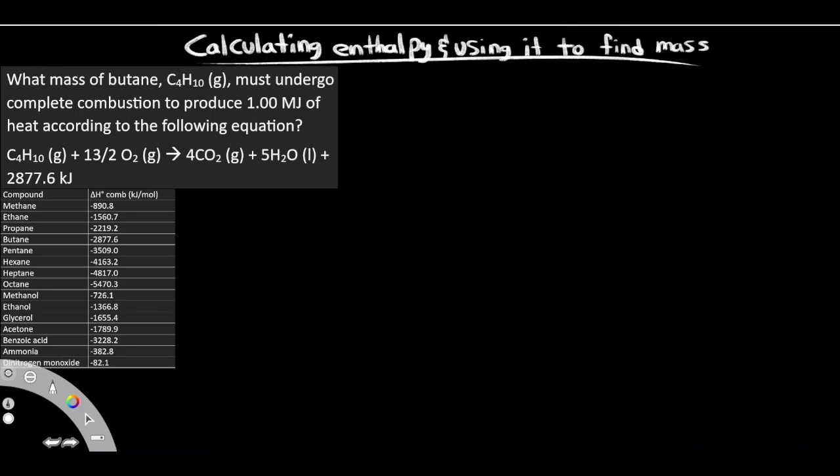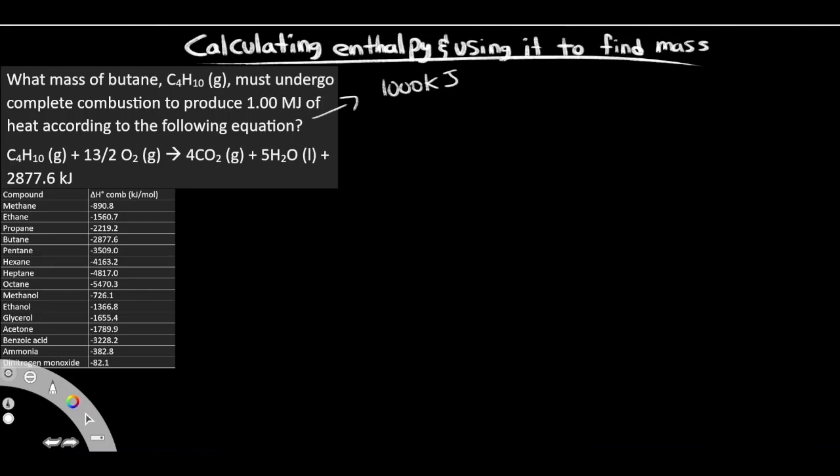What mass of butane C4H10 must undergo complete combustion to produce 1 megajoule? So we can just change this megajoule into 1000 kilojoules of heat according to the following equation. So look at our thermochem equation. It's pretty obvious here. This is our standard molar enthalpy, so it's at the end. So this here is our standard molar enthalpy. There's only 1 mole of that C4H10, so this here is accurate. We don't need to divide it by anything.